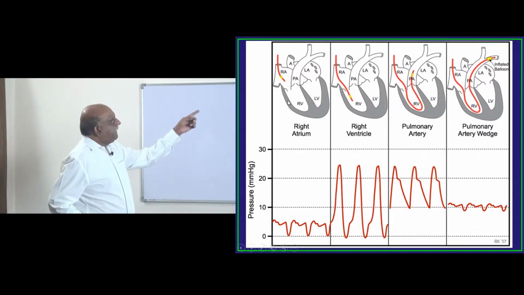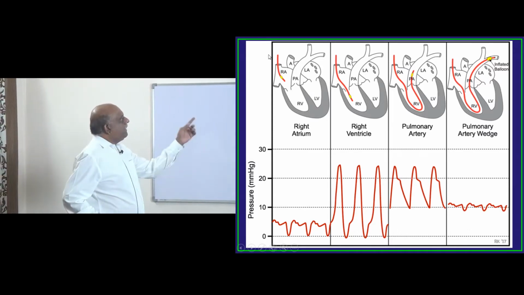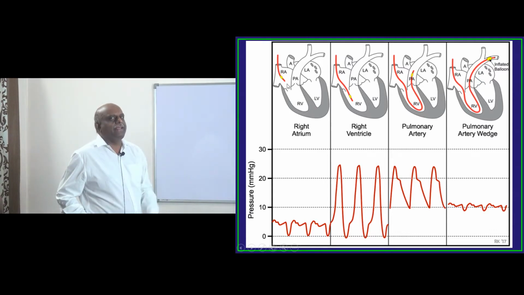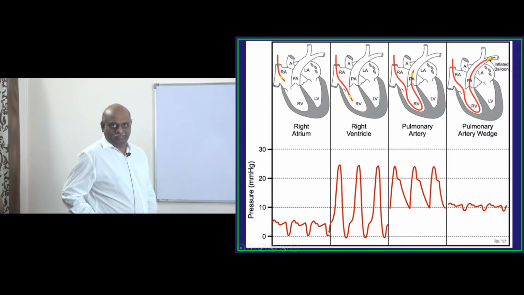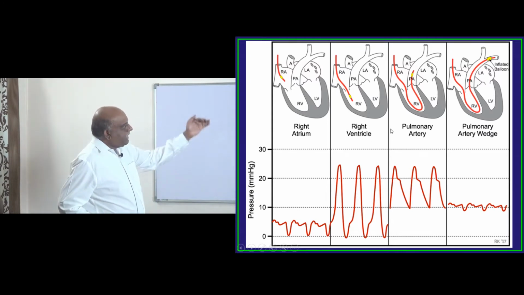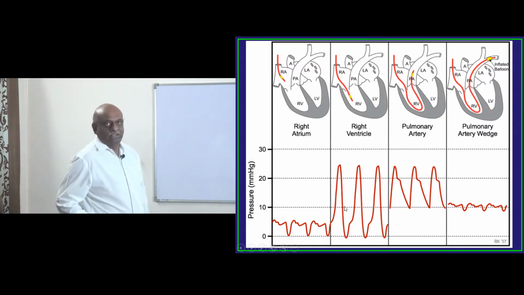So, you have a right atrium, right ventricle, left atrium, left ventricle. When you pass the catheter into the right atrium, the pressure is not that high. The pressure curve will be like this in the right atrium: A wave, C wave, B wave, X descent, Y descent. Then, when you enter the right ventricle, you can see the systolic and diastolic pressures.